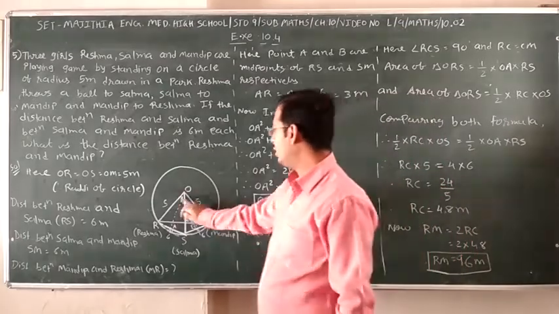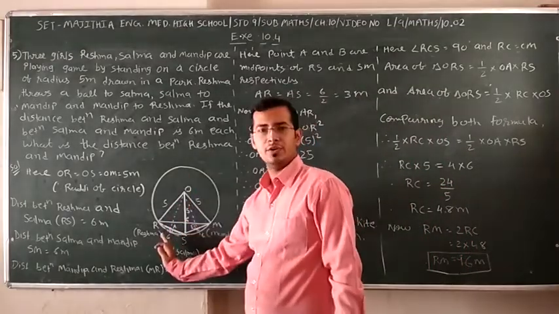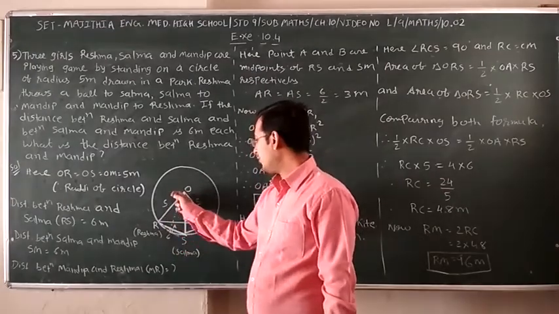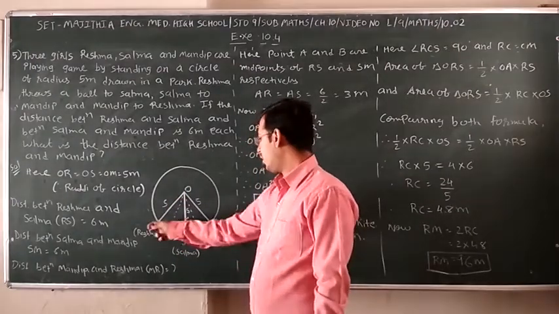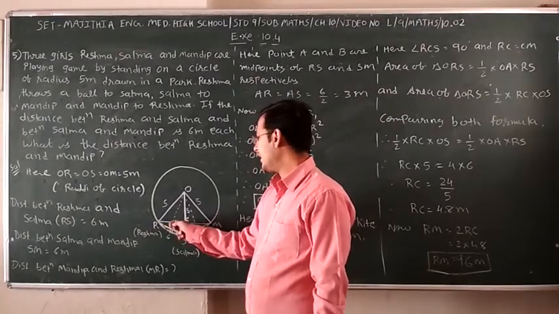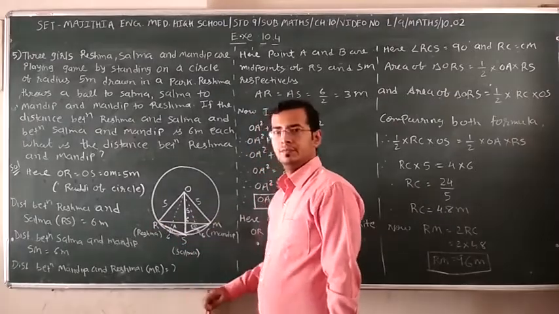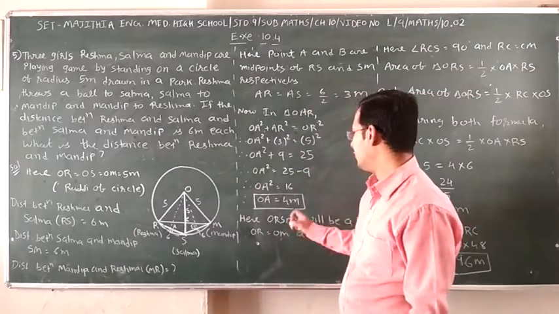So we get the value of OA because that is the altitude. So you can find out, I want to find RC. Or we have to find RS, but if we get RC, we can find RS. Okay. So OA is equal to 4.